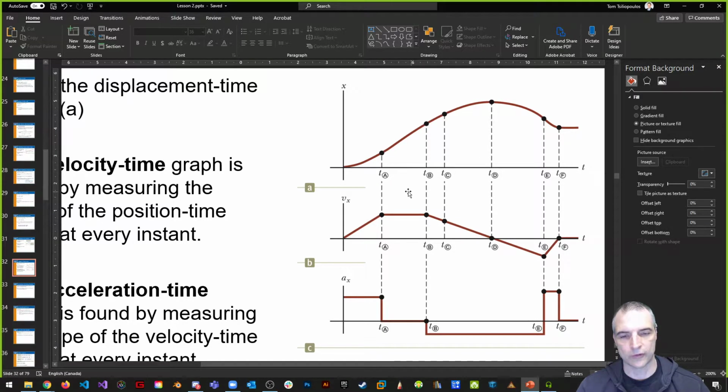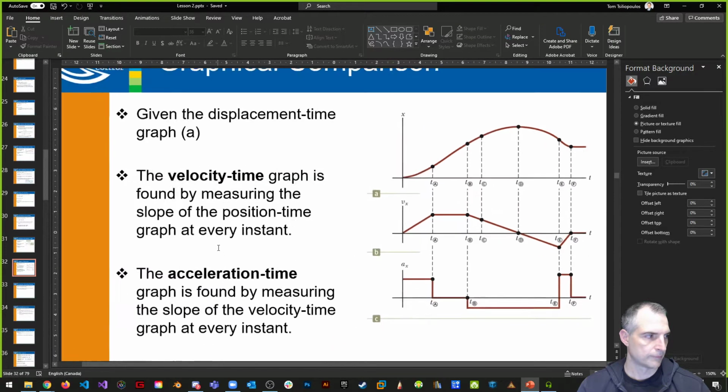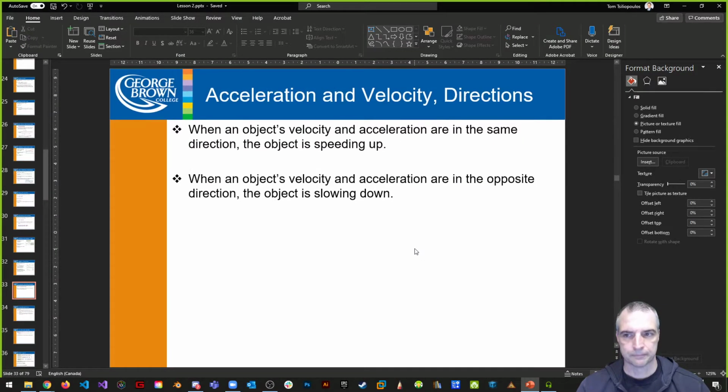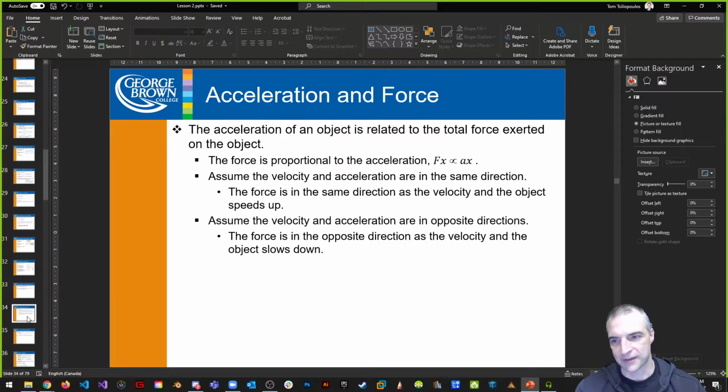So there's a relationship between position, velocity, and acceleration, and you should know this for the things that we're doing this semester. When an object's velocity and acceleration are in the same direction, the object is speeding up. When the object's velocity and acceleration are in opposite directions, the object is slowing down. And that makes sense, right? Because we're going to be talking about that.